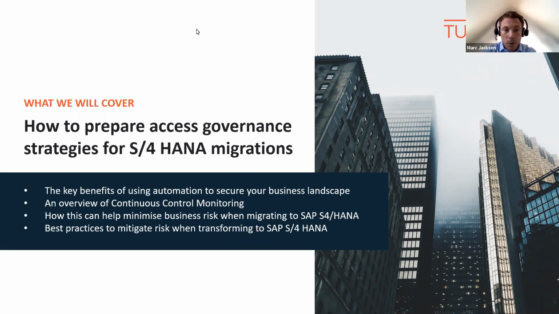It's impossible to deploy smart and effective access governance without automation. So Susan will talk about the benefits associated with taking a more automated approach, and part of this includes the use of continuous controls monitoring. We'll deep dive into this topic and explain how CCM can help to reduce business risk as part of your migration, as well as what a best practice approach looks like.